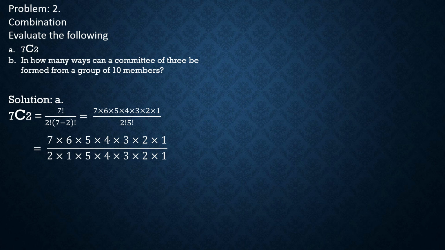We know that from the numerator, we have 5 times 4 until 1, or 5 factorial. And the denominator part also has 5 factorial, so we can cancel out. That leaves us 7 times 6, and from the denominator is 2 times 1. Then simplifying, 7 times 6 is equal to 42. Then 2 times 1 is 2, dividing 42 by 2 becomes 21. So for letter A, the answer is 21.